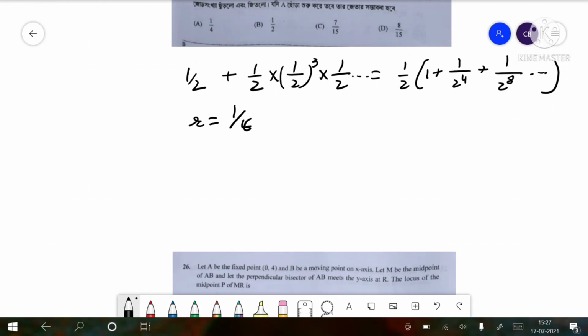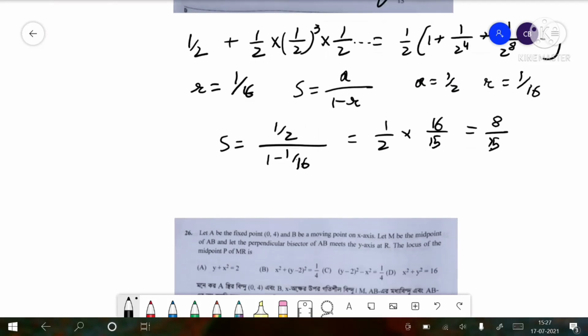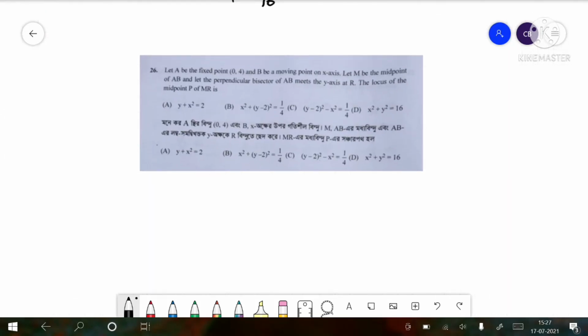So putting it into the formula of the infinite sum, we can say S is equal to a by 1 minus r, where a is equal to half, r is equal to 1 by 16. So that gives us S is equal to half divided by 1 minus 1 by 16, which is equal to half times 16 by 15, which gives us 8 by 15. That is, D is the answer. Going on to the next question.